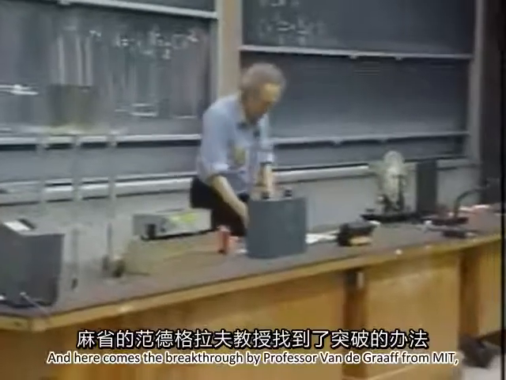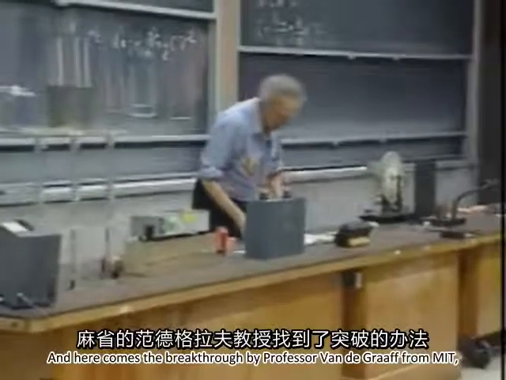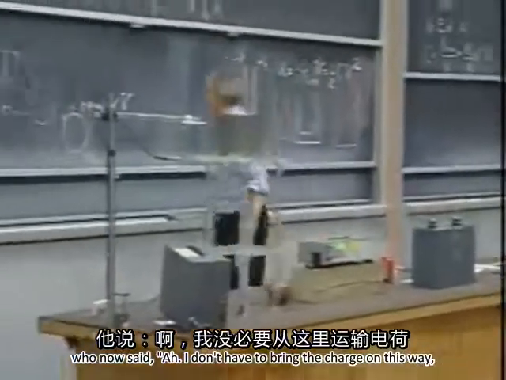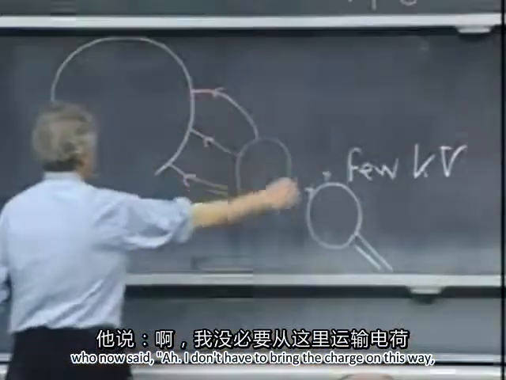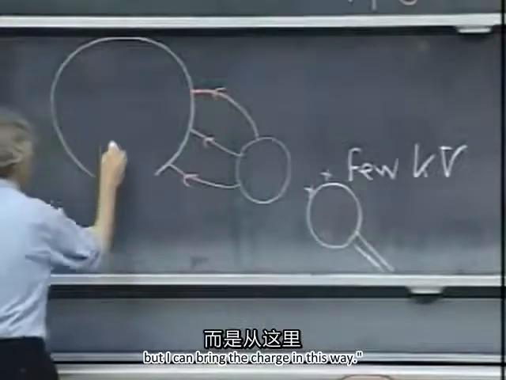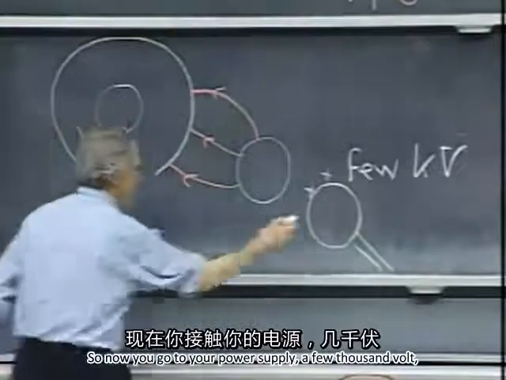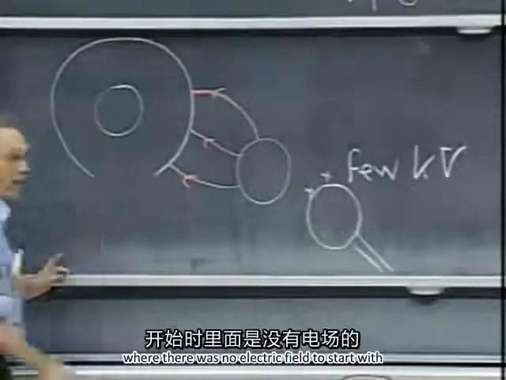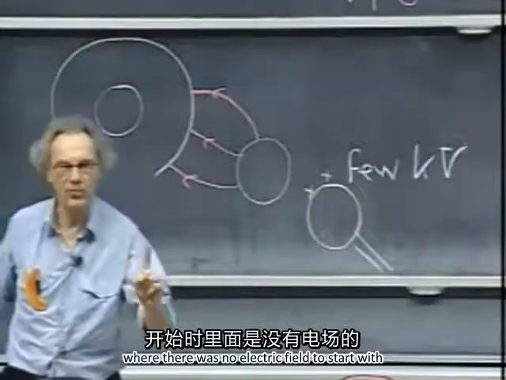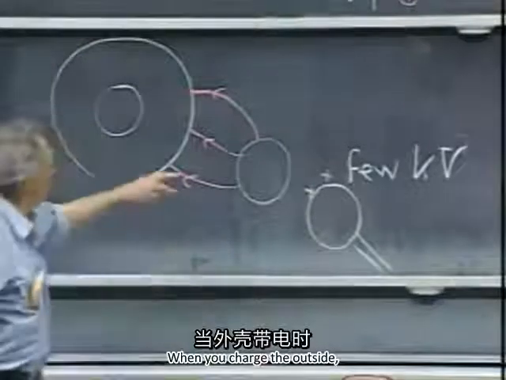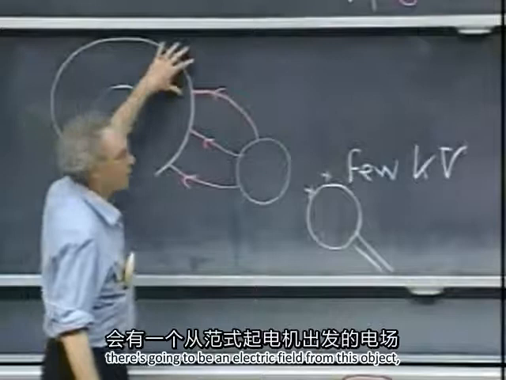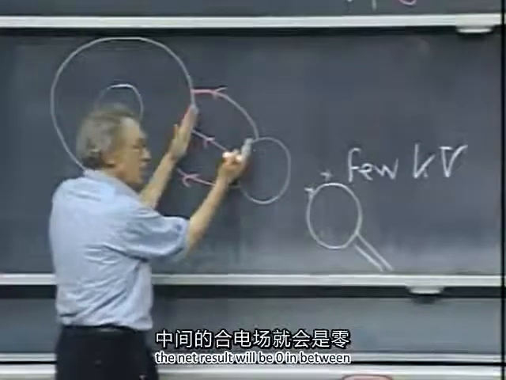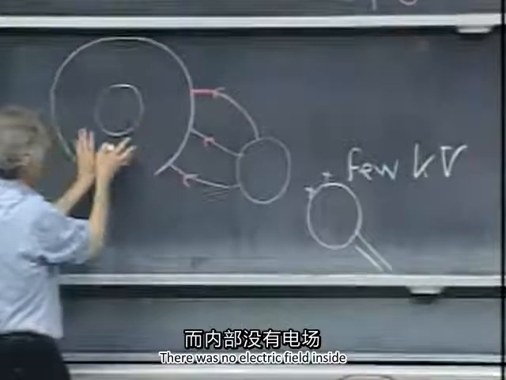So now what you do, and here comes the breakthrough by Professor Van de Graaff from MIT, who now said, I don't have to bring the charge on this way, but I can bring the charge in this way. So now you go to your power supply, a few thousand volts, and you bring it inside this sphere where there was no electric field to start with. When you charge the outside, there's going to be an electric field from this object, and there's going to be an electric field from this object. The net result will be zero in between. There was no electric field inside.